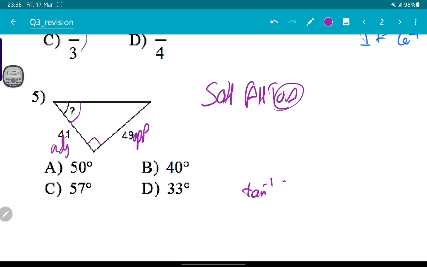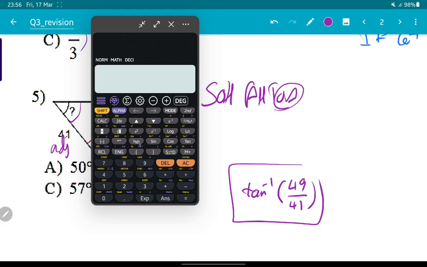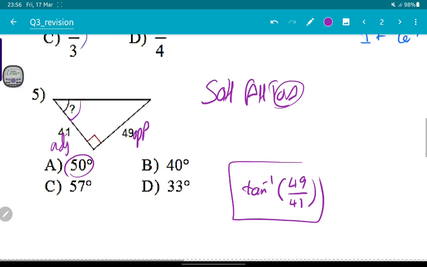the tan ratio, which is 49 over 41. Please do not switch between the two values. Don't try 41 over 49, because this will give you the other angle; for this angle, the opposite is 41, the one which you put in the numerator. So this is the right formula to use on the calculator to find the missing angle. Shift tan 49 divided by 41, it's 50 point something, so it's 50 when you round it to the nearest degree.